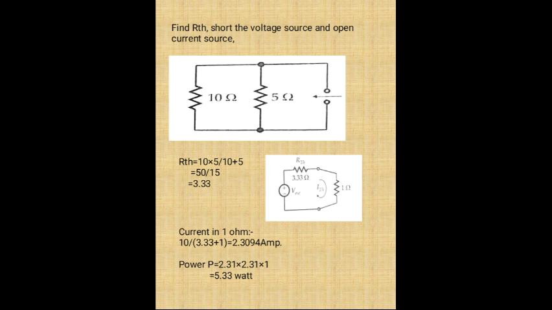Since we know that power loss in a resistance P is equal to I square R, the value of current I is approximately 2.31 ampere, and resistance is 1. So the power P is equal to I square R, that is 2.31 into 2.31 into 1. So the value is 5.33 watt.